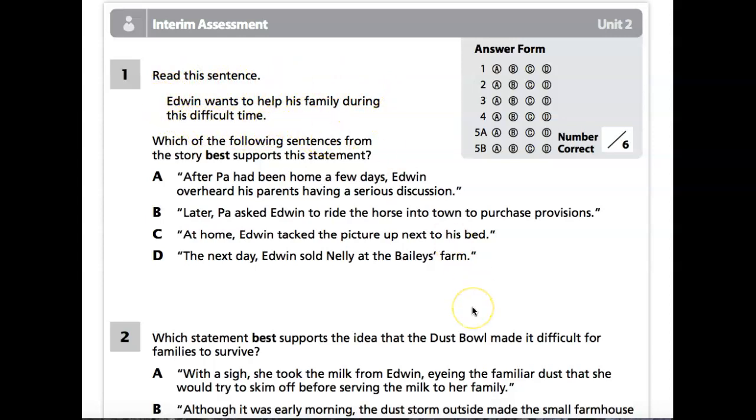All right, go ahead and mark your answer. And then we will go on to number 2.